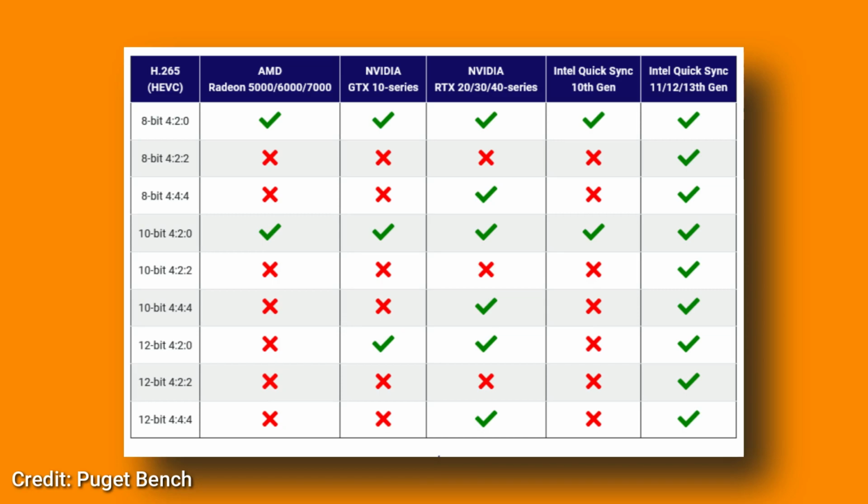Now, if you look at this chart by Puget Bench, you can clearly understand why an Intel 11th Gen CPU and above, along with an RTX GPU, should be the ideal choice for video editors in the x86 space, as these have the best media engines.